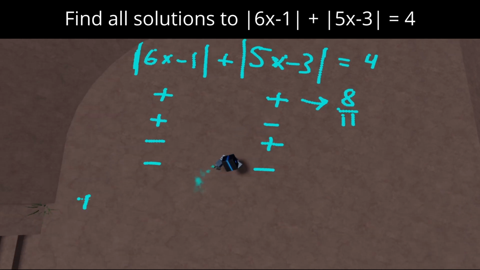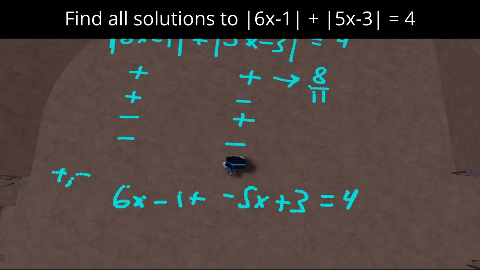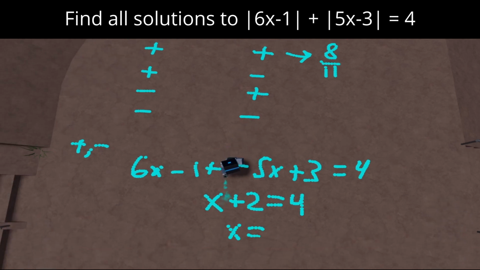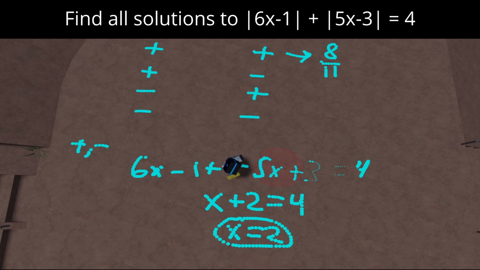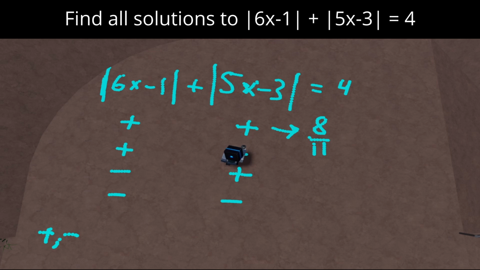I'm going to write plus, comma, minus. So here we have 6x - 1 plus negative 5x plus 3, because you flip the sign on both of them, is equal to 4. So now we're going to have 6x - 5x is just x, -1 + 3 is plus 2. So then that means x is just equal to 2. So I'm going to erase all this down here, and I now have that if we do plus minus, x = 2 as our solution.